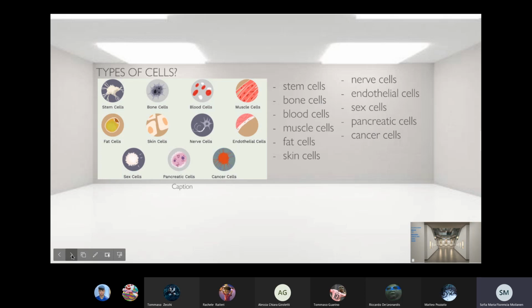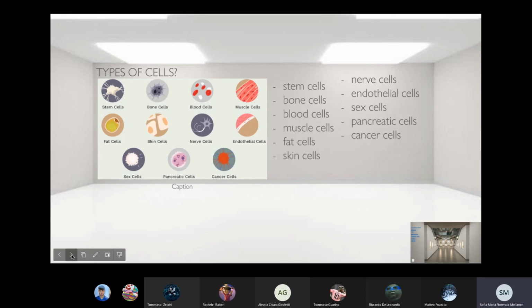Then there are the muscle cells, which are the cells that form our muscles, which help us move and support, and some internal functions are also needed.